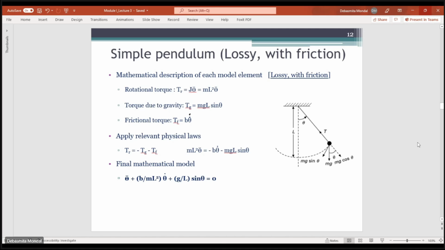So you need to consider all the factors which are affecting the output apart from the desired input that we are providing: the frictional losses, the external disturbances, what all are there, and you try to model each and every element. So if there is a frictional loss, you model that frictional loss in a separate way, and then finally combine everything together and then figure out what is the overall mathematical model of the system.